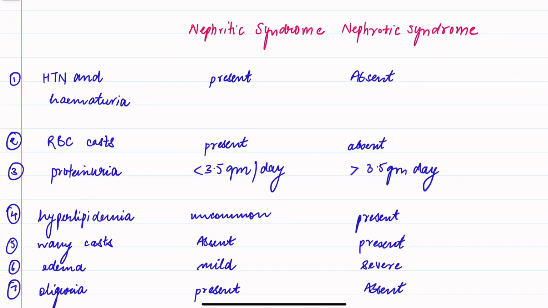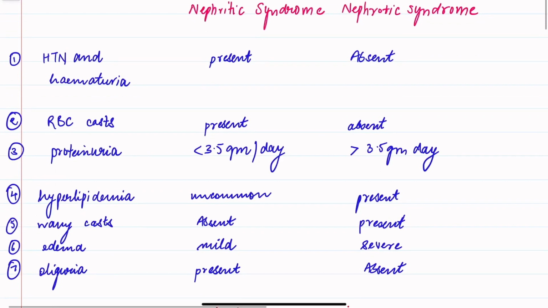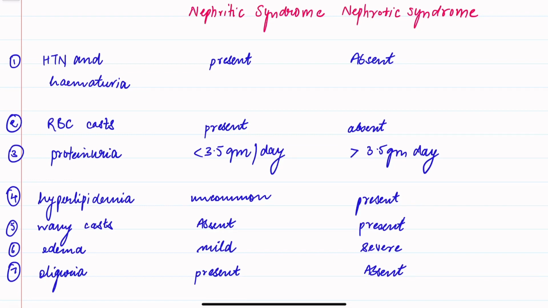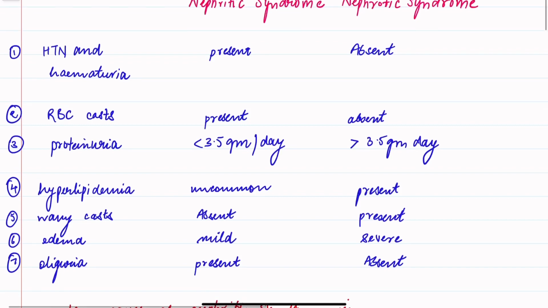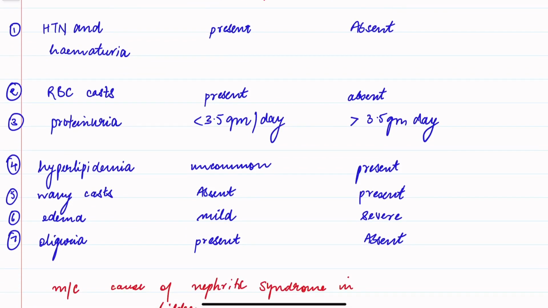Differences between nephritic syndrome and nephrotic syndrome. In nephritic syndrome, you will see hypertension, and in nephrotic syndrome, hypertension is absent. Hematuria will be present in nephritic syndrome and absent in nephrotic syndrome. RBC casts are present in nephritic and absent in nephrotic.